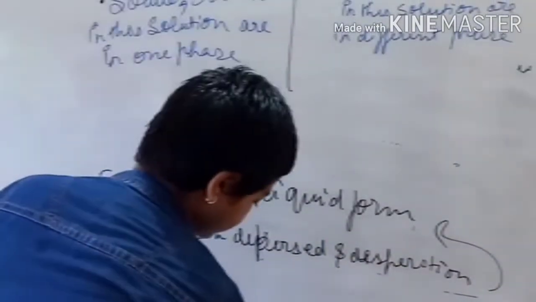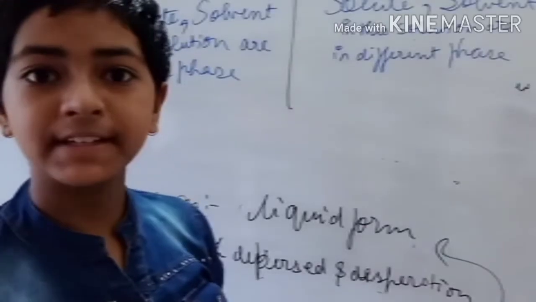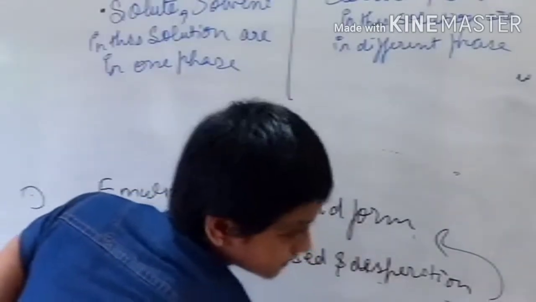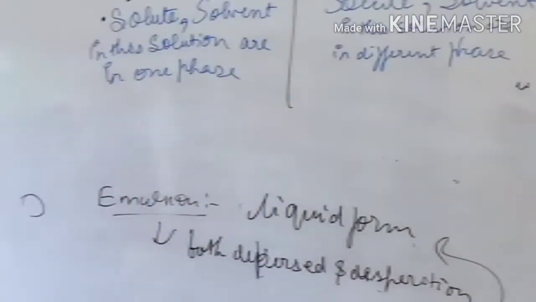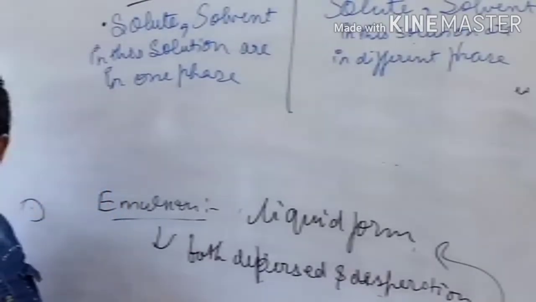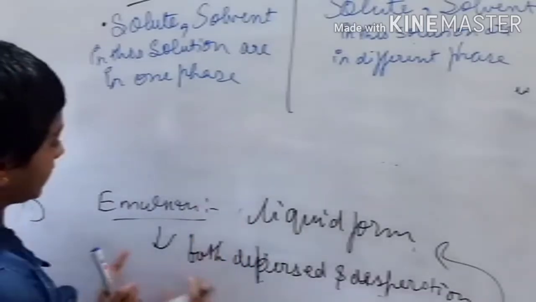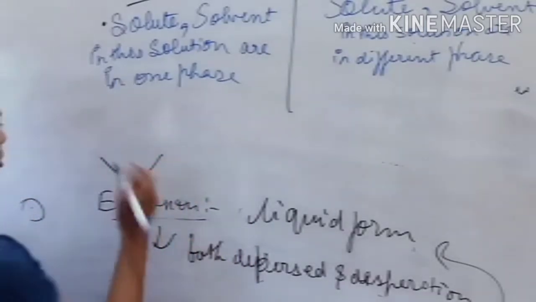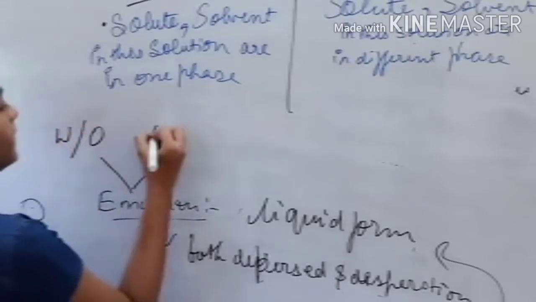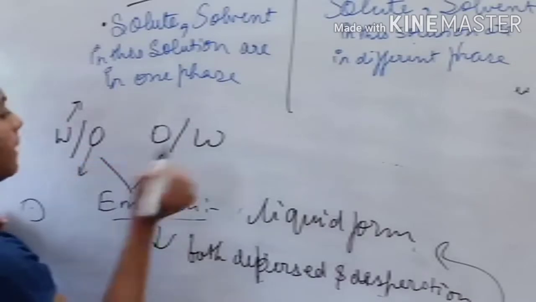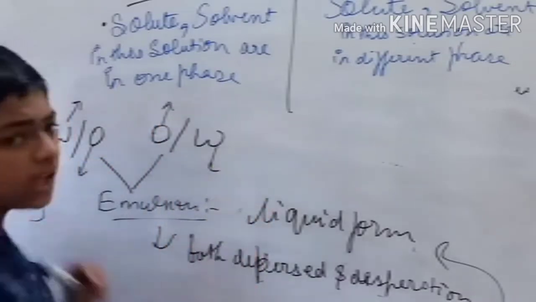And types of emulsion? The types of emulsion are basically over here. Also give examples of emulsions. Now we need to first identify the 2 different emulsions. So first is water in oil and oil in water. This is the dispersed phase, and this is the dispersion medium.